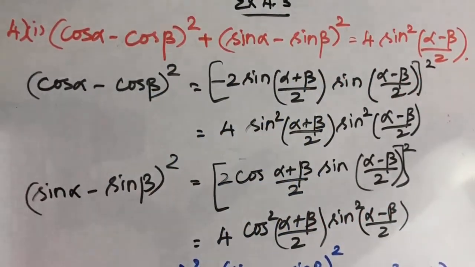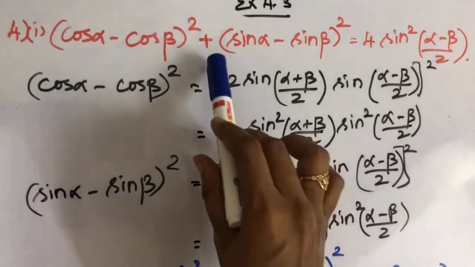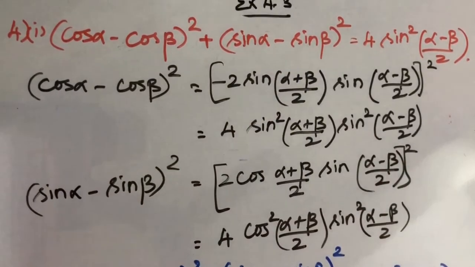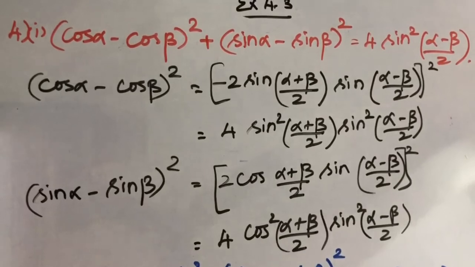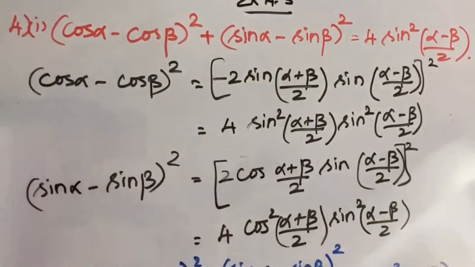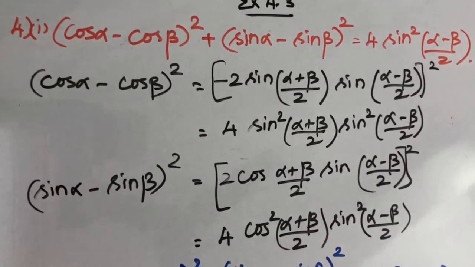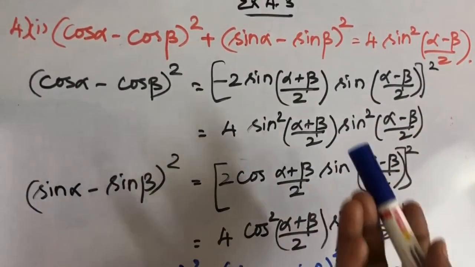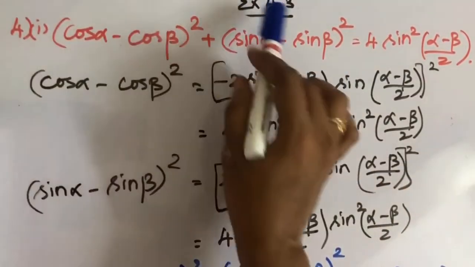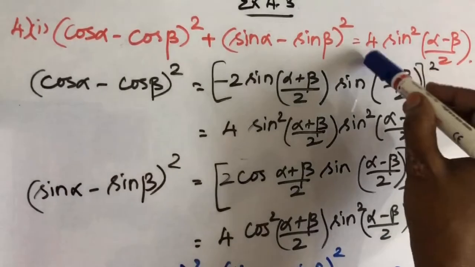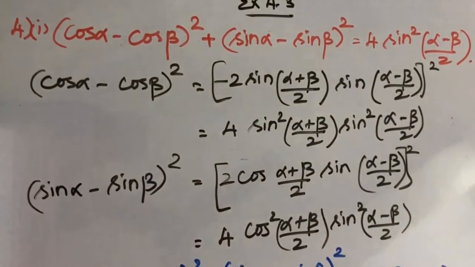Fourth problem, first subdivision: cos alpha minus cos beta the whole square plus sin alpha minus sin beta the whole square is equal to 4 sin square alpha minus beta divided by 2. We have to prove this result. It may look similar to the a minus b the whole square identity, but here we can't use it because we need to prove this expression is equal to this. So, to bring this we can use only the transformation formula here.